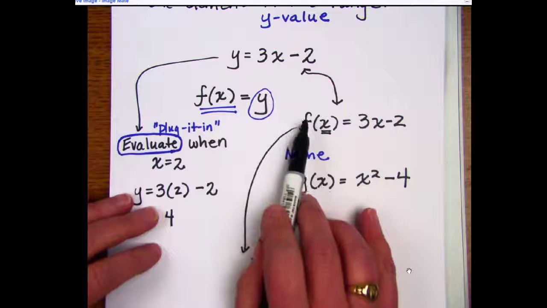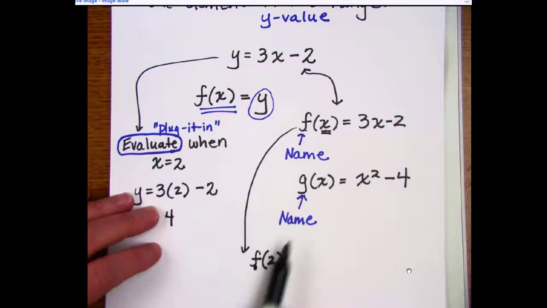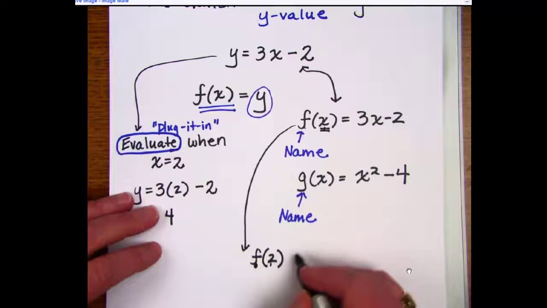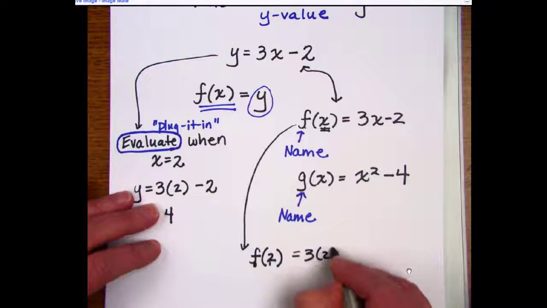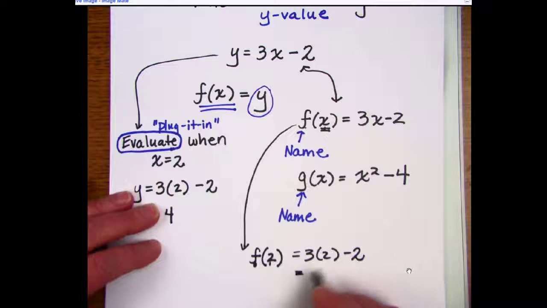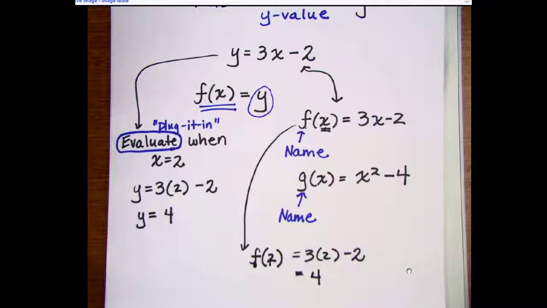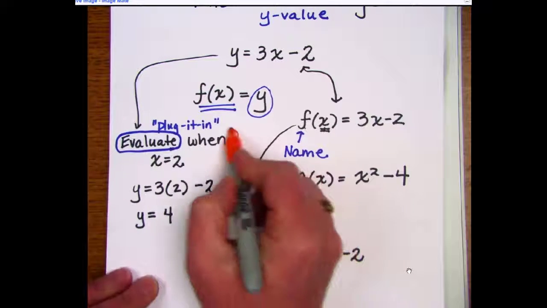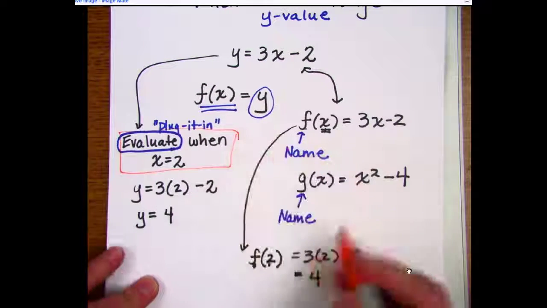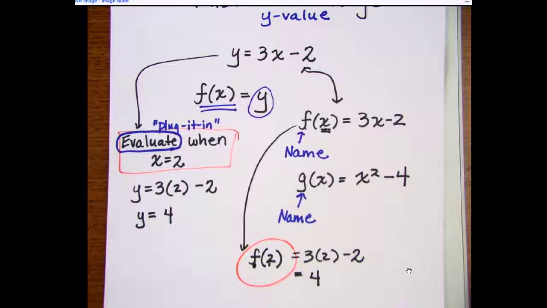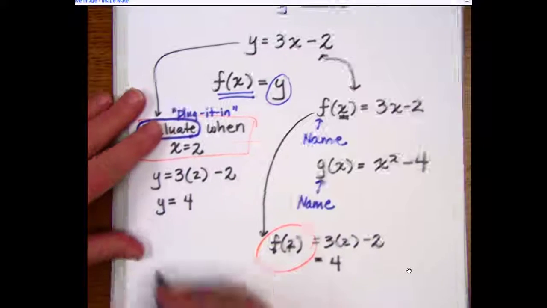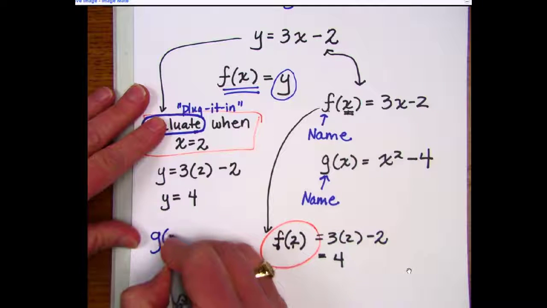So when we call f, we go to the f function. Wherever we have this variable, we're going to plug in this number. So this would mean 3 times 2 minus 2. 3 times 2 is 6, minus the 2 is 4. And so you can see that we've expressed this entire statement here, evaluate when x equals 2, with just this notation, f of 2. All right. Let's try another one. We could say g of negative 2.